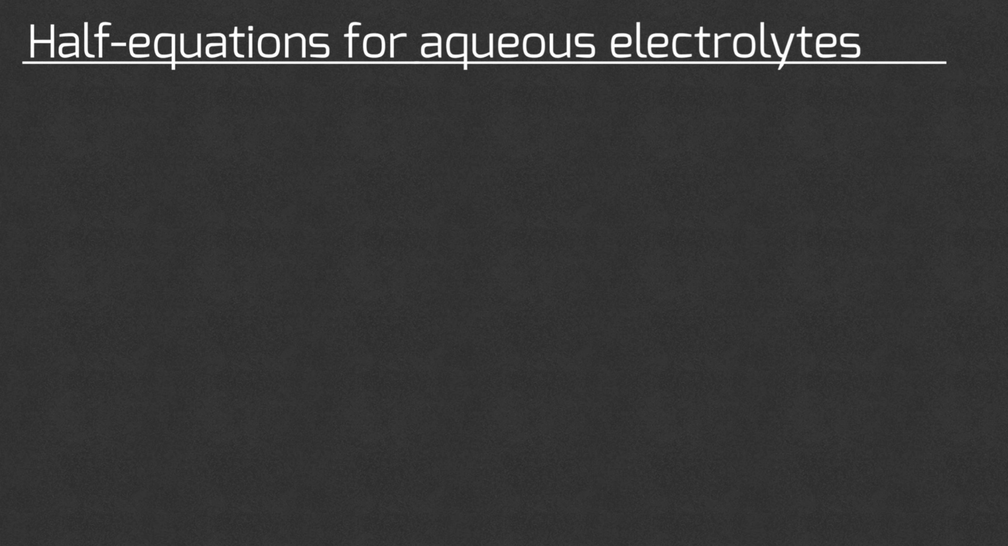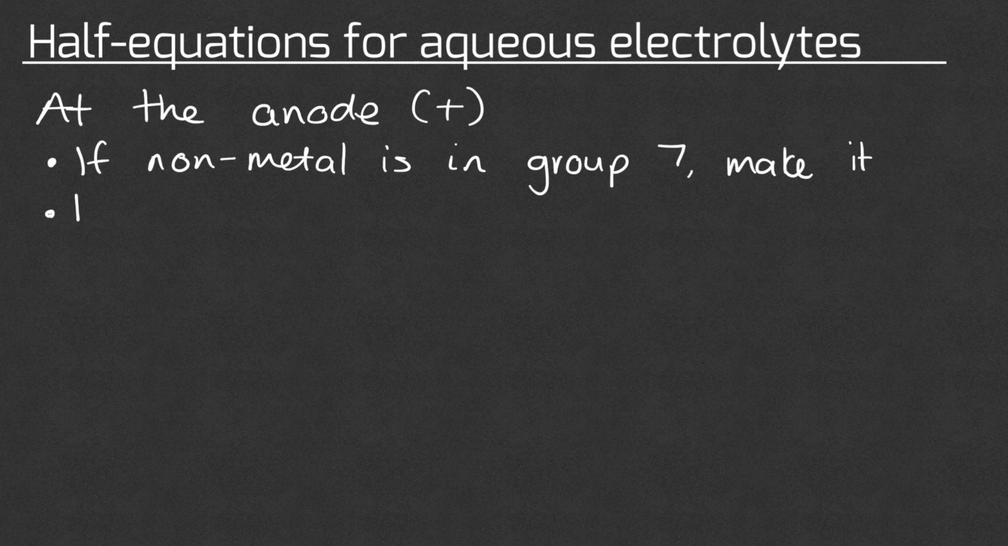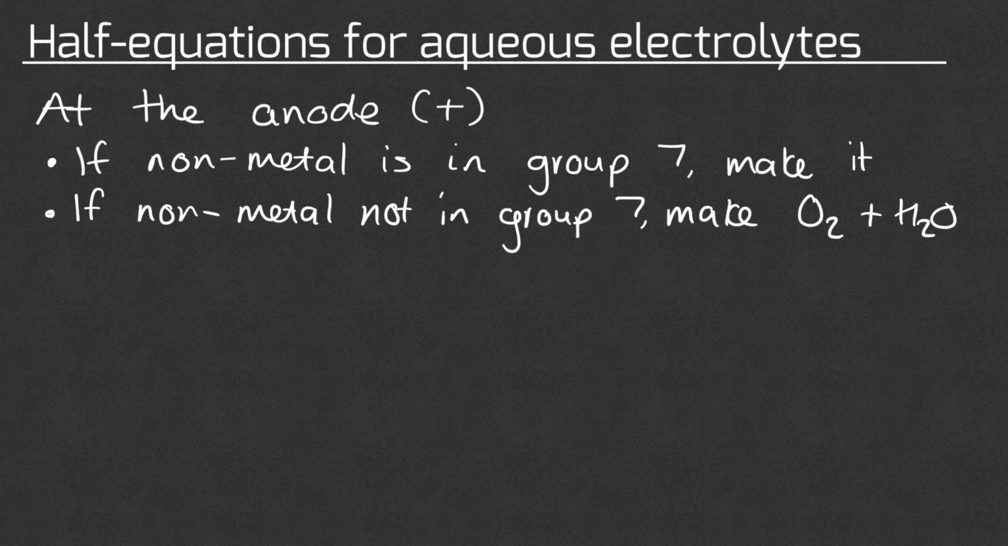Now we need to look at how you'd write the half equations if we have an aqueous solution. Remember earlier on in this topic, we looked at if you've got an aqueous electrolyte, you've got a choice of products you can make at the anode and the cathode. So at the anode, if your non-metal is in group 7, then that's the non-metal you're going to produce at the electrode. If your non-metal is not in group 7, you're going to make oxygen and water instead.